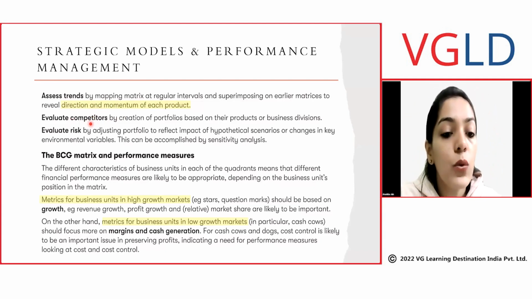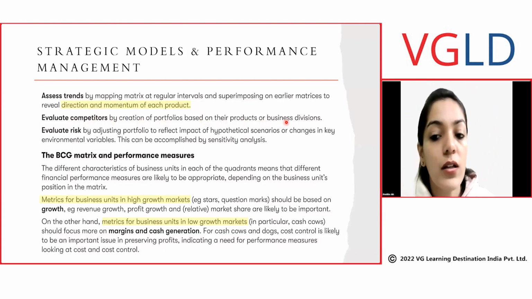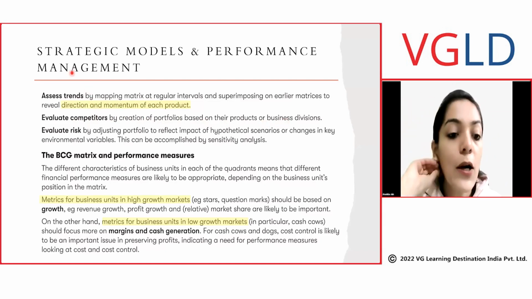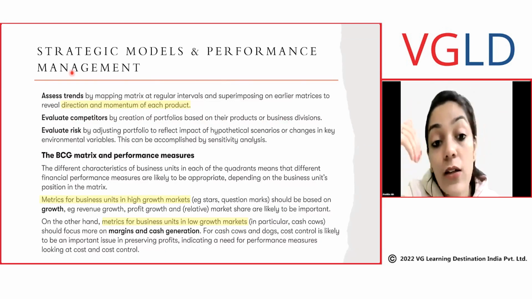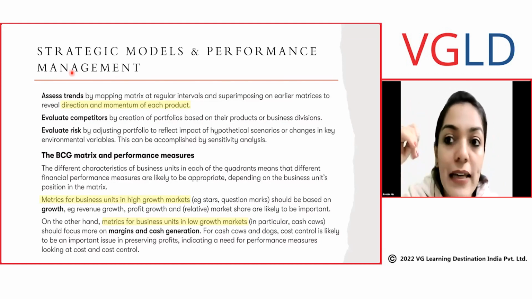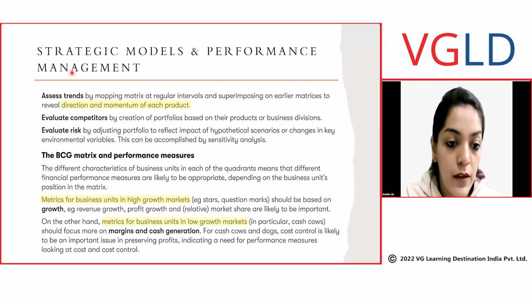Then evaluate competitors by creation of portfolios based on their products or business division. So you can find out the efficiency and efficacy of competitors by doing a BCG analysis. Let's say when I'm plotting the BCG metrics, I find out that my growth market share was 43%. It has grown to 53%. It has grown to 77%. So what does it mean? The competitors are slowly losing their position in the market.